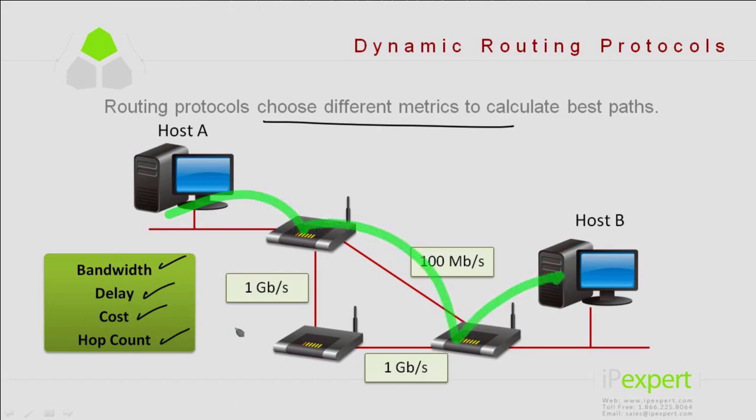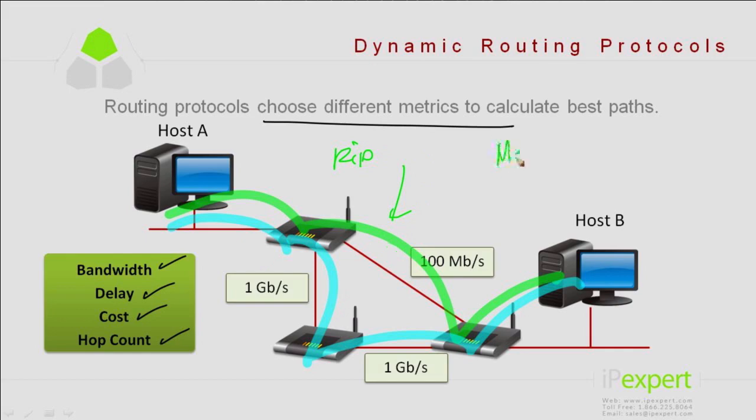So if I was using hop count in this scenario, I've got 1, 2, 3 hops versus 1, 2 hops. So in this scenario I'm describing here, if I was running RIP, the green path would get picked because it's got the lower number of hops.